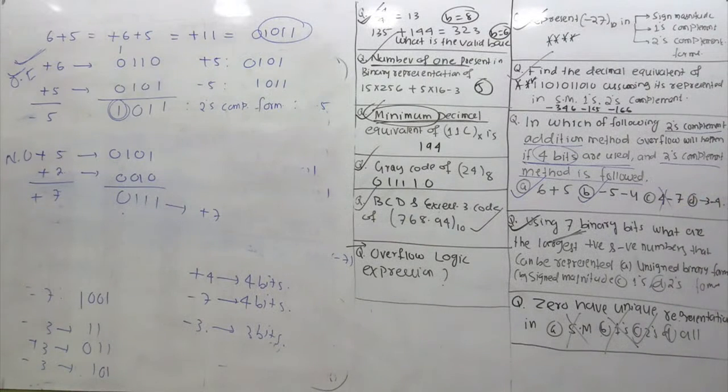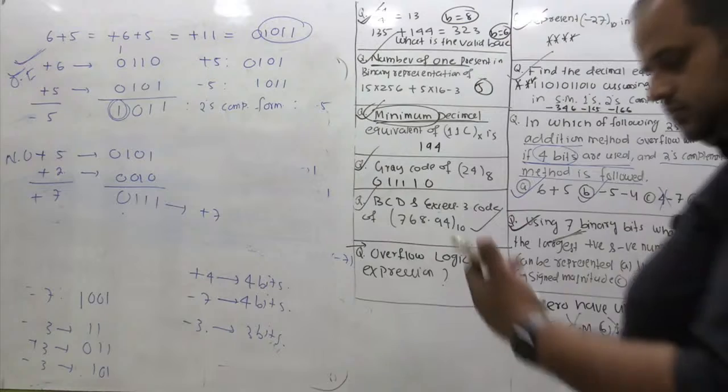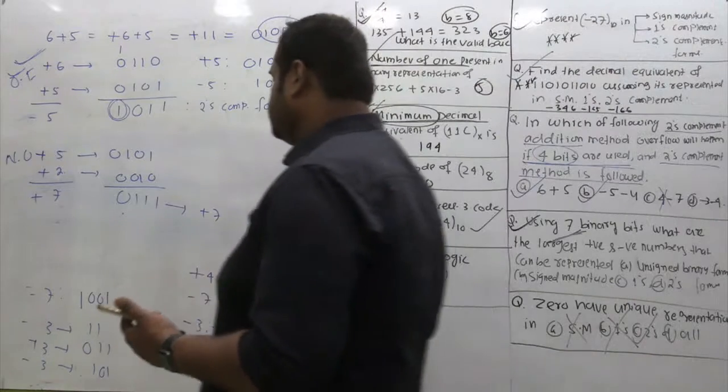What about minus 3 and minus 4? Can you tell me? What about minus 3, minus 4? Overflow will happen in this case or not? For minus 3 and minus 4, overflow will happen or not happen? Can I get your response once?